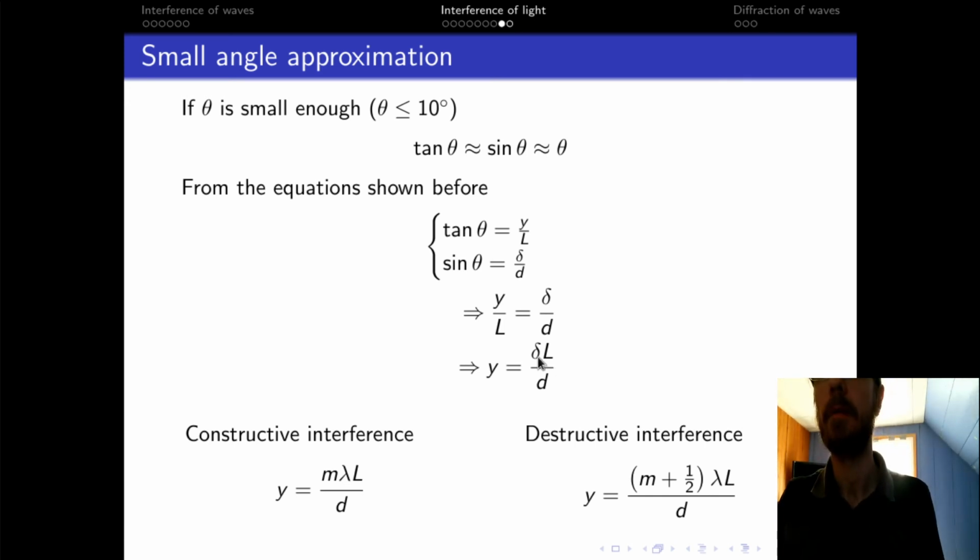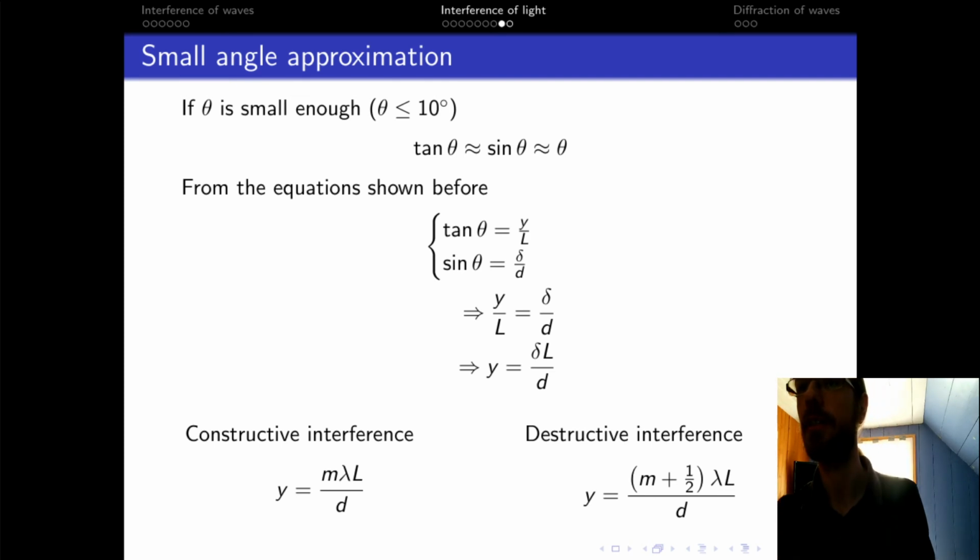And this, in the case where we have constructive interference, where we're looking at a bright fringe, we can replace with m lambda. And if we look at the dark fringe, meaning we have destructive interference, this we can replace by its expression. So we have an expression of the position of the bright fringe of order m, and here we have an expression of the dark fringe of order m also.